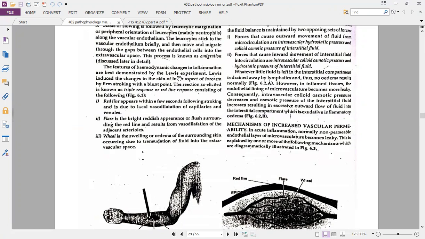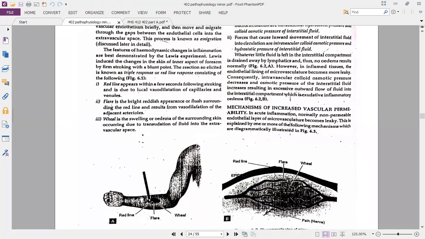So, the Lewis experiment. We do this experiment in lab, but since the labs could not be conducted, this is one lab we do for outlining how inflammation actually occurs. This experiment deals with three features: red line, flare, and wheal. These three features are called the triple response. This triple response can be elicited if you run a blunt object on your forearm. If you run a blunt object, or probably a nail or some sharp object, along your forearm or any part of your body, it would leave a red line, and then the red line will start to become flare, and then it would go to wheal.